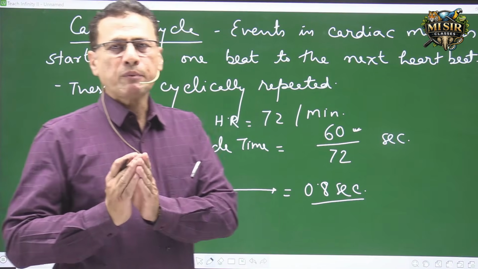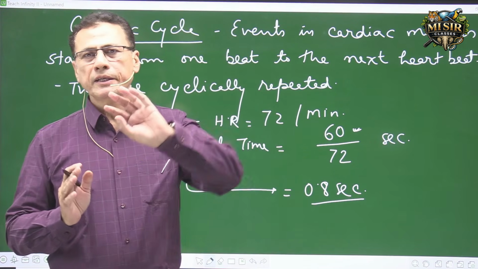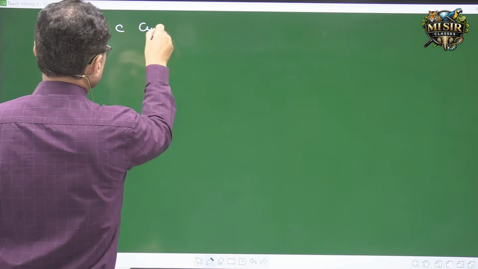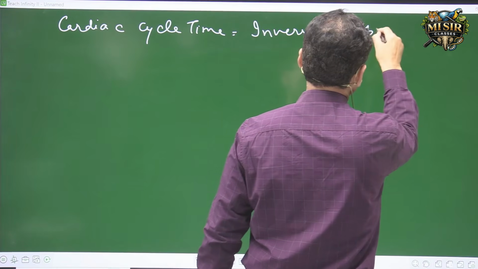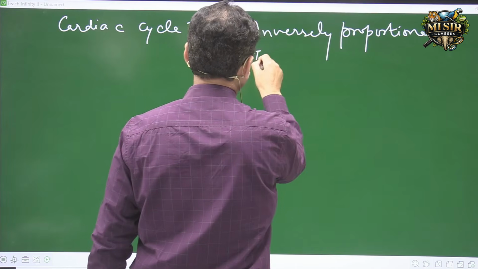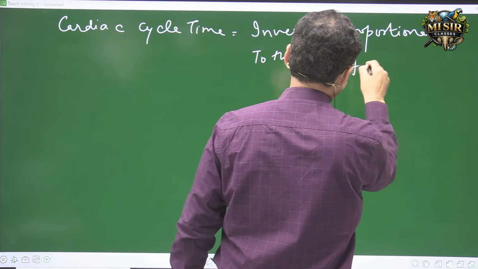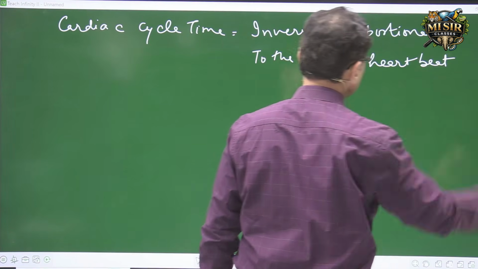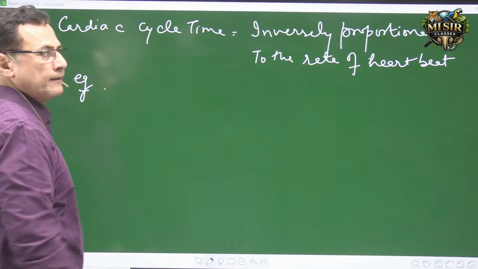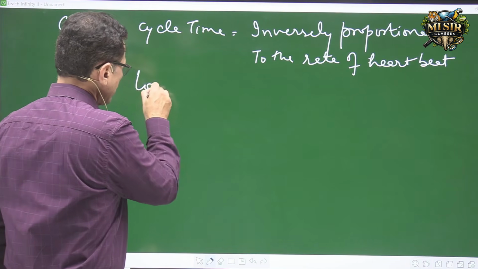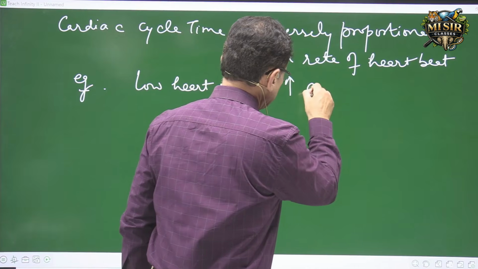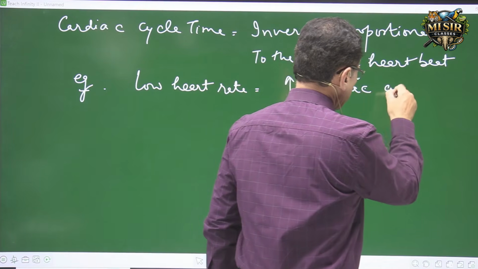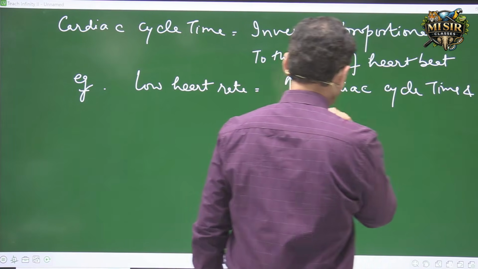Cardiac cycle time is inversely proportional to the rate of heartbeat. For example, if the heartbeat is low, low heart rate, there is an increase in cardiac cycle time, and vice versa.